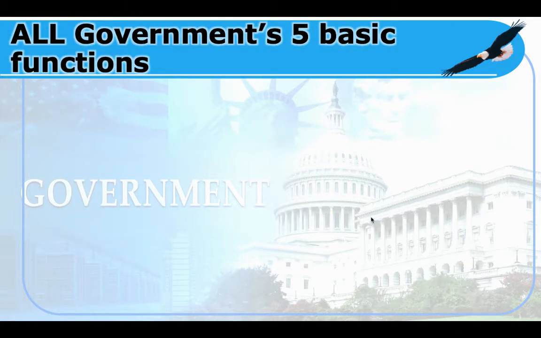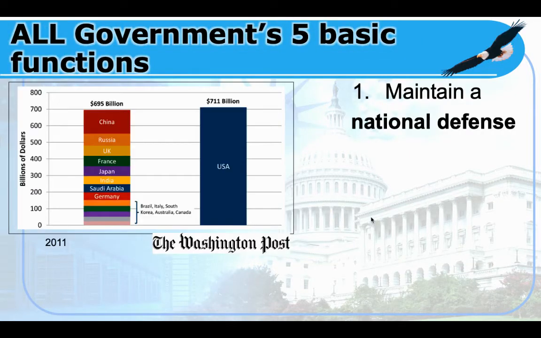All governments have 5 basic functions. Number 1, maintain a national defense. In 2011, 9 years ago, and still pretty much the same today, the source was the Washington Post: America's budget for our military is $711 billion. You could see the next 12, 13 countries' military budgets combined don't even equal ours. So we spend a lot of money to protect the people. Again, you could think this is good or bad, but this is what a country is supposed to do as a government, to protect its people.